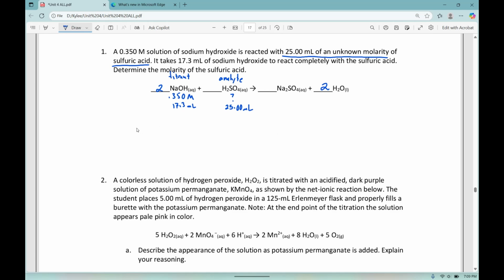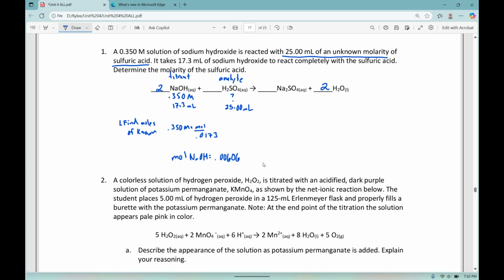So I'm going to start with my known, and I'm going to find the moles of the known. In general, when you're doing stoichiometry or any type of calculation like this, it's always good to be in moles. So I tell my students, when in doubt, find moles and then see if that gets you somewhere. So I'm going to use the 0.350 as the molarity of my base, and in liters, that would be 0.0173. And so I can figure out that my moles of my base is 0.00606. We're going to keep 3 significant figures.